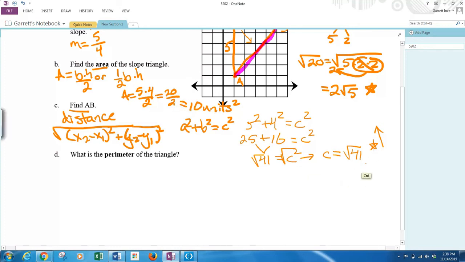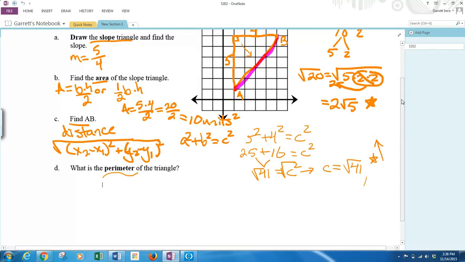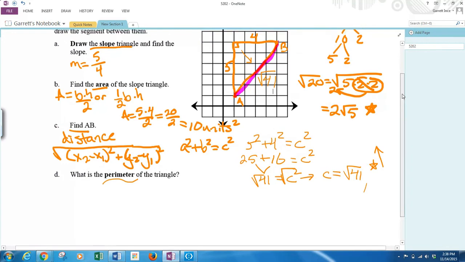Now, on to our last question, on to D. So D is asking, hey, what is the perimeter of this triangle? Remind yourself that perimeter simply means the addition of all sides. So I'm going to come on over here. I'm actually going to go back to the picture and just write in the square root of 41 next to segment AB. So let me scroll up a moment.